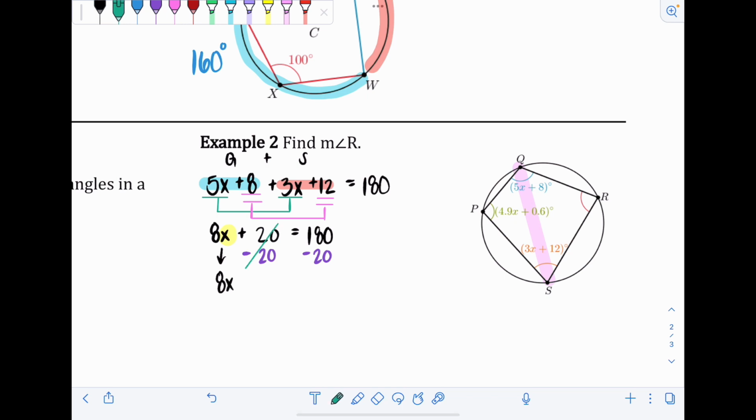20 minus 20 is 0, that goes away. 180 minus 20 is 160. And then now we have 8x equals 160. Now I need to get rid of the 8 that's being multiplied by the x. 8 divided by 8 is just 1x, so it leaves us with just our regular x. And then 160 divided by 8 is 20. So we end up with x equals 20.